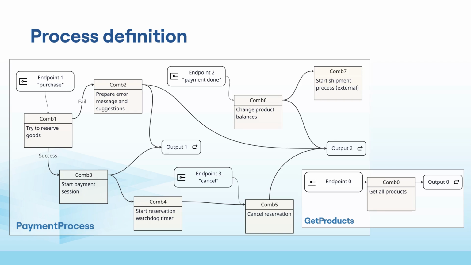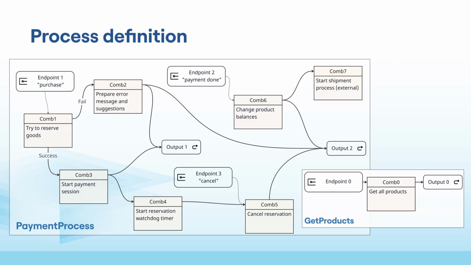Let's take a look at our process definitions. The first one, getProduct process. This process consists of one entry point, one comb, and one output point. When the process starts, the process executor component writes the input parameters, for example page number for pagination, to endpoint 0. Then comb 0 retrieves the product list, and the results are stored in output 0.